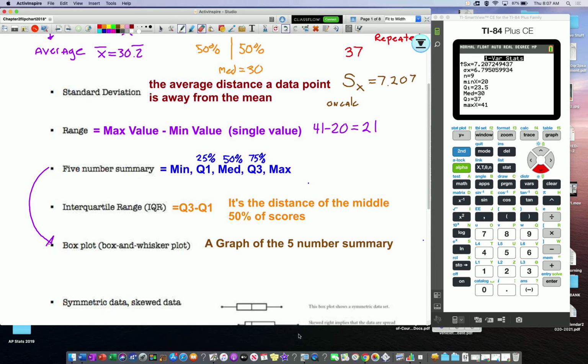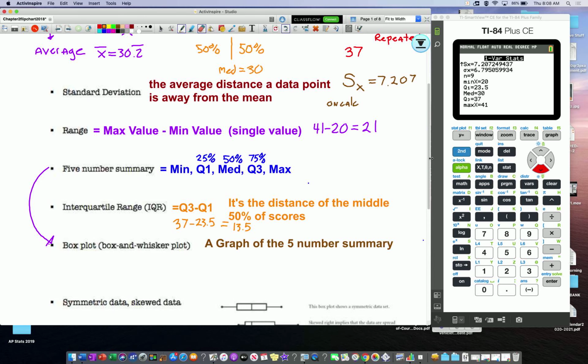So another measurement of spread, which can be very important, is what we call the interquartile range. It gives us the distance of the middle 50% of scores. So in our case, what's kind of nice to see is, Q3 was 37. Q1, look at that, 23.5. So if I subtract those two, I get 13.5 for my interquartile range.